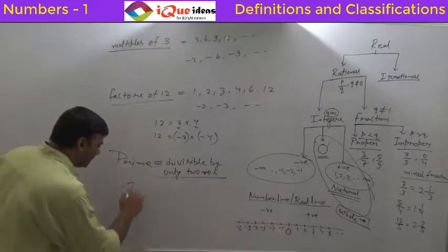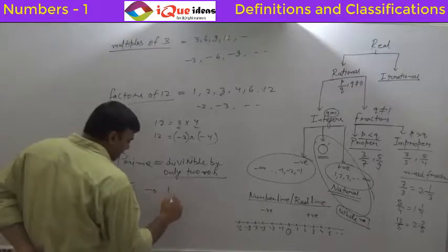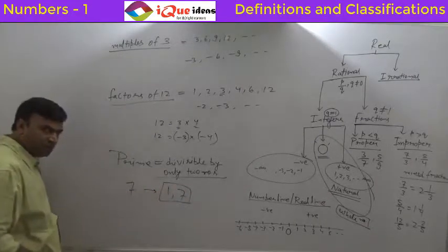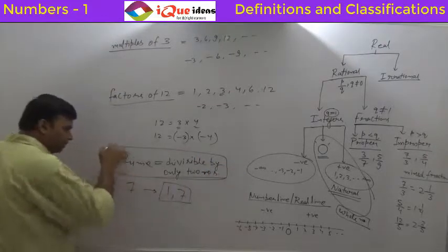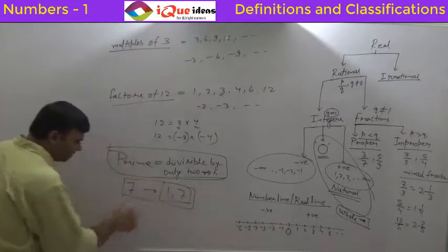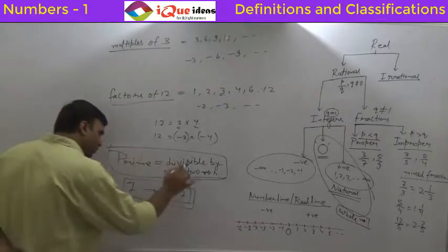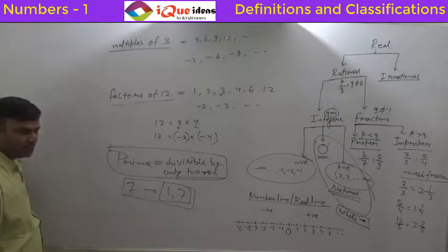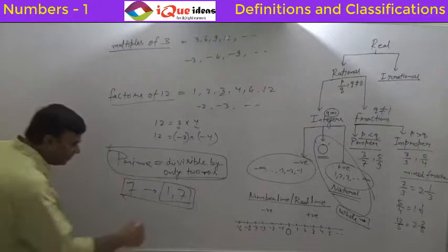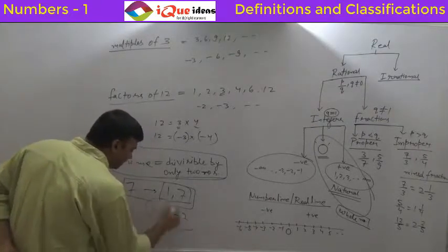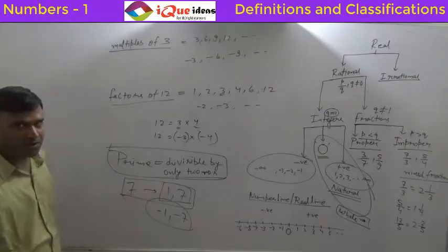Give an example. Let's say 7. What are the numbers which will divide 7? You'll say 1 and 7. That's it? Sure? First, are you sure about the definition of prime numbers? And then, are you sure about these are the only factors of 7? Answer is yes in both the cases. Definition of prime, only 2 numbers which divide the prime number. And factors of 7, 1 and 7. That is also true. We did not consider minus 1 and minus 7. You can see minus 1 into minus 7 will become 7. But we did not consider it.